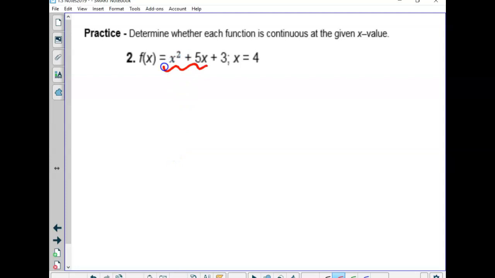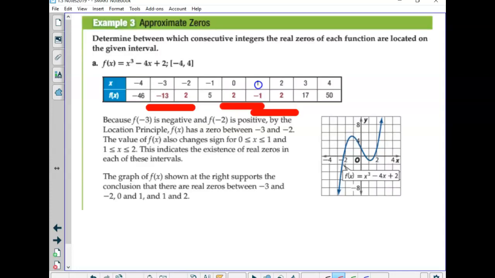What is this? Just a parabola, right? So is it discontinuous anywhere? No, it's continuous. If we put a 4 in, we get out a value, but all we really need to know is, yes, it's continuous. Yes, continuous, because it's a parabola, okay? I don't care about what value you get out at 4. You'll get one. All right.